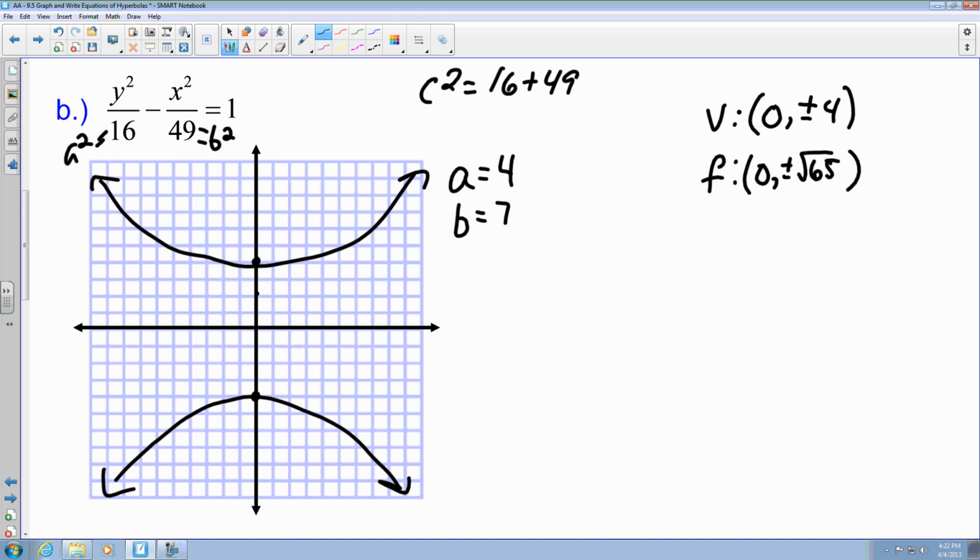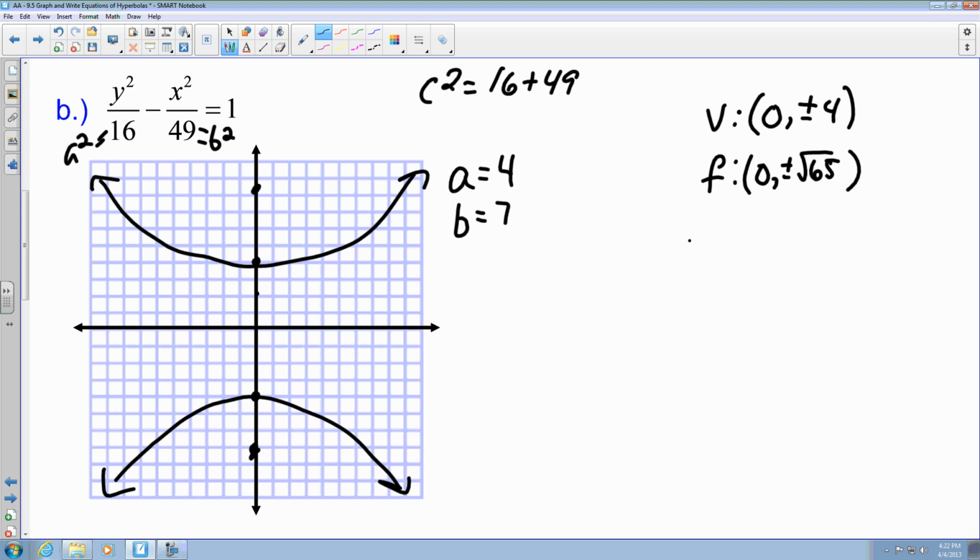And then the square root of 65 is something like 8. So I'm going to go 1, 2, 3, 4, 5, 6, 7, 8. It's about there. And then 1, 2, 3, 4, 5, 6, 7, 8. So it's right about there. So that's where the positions are for the foci.